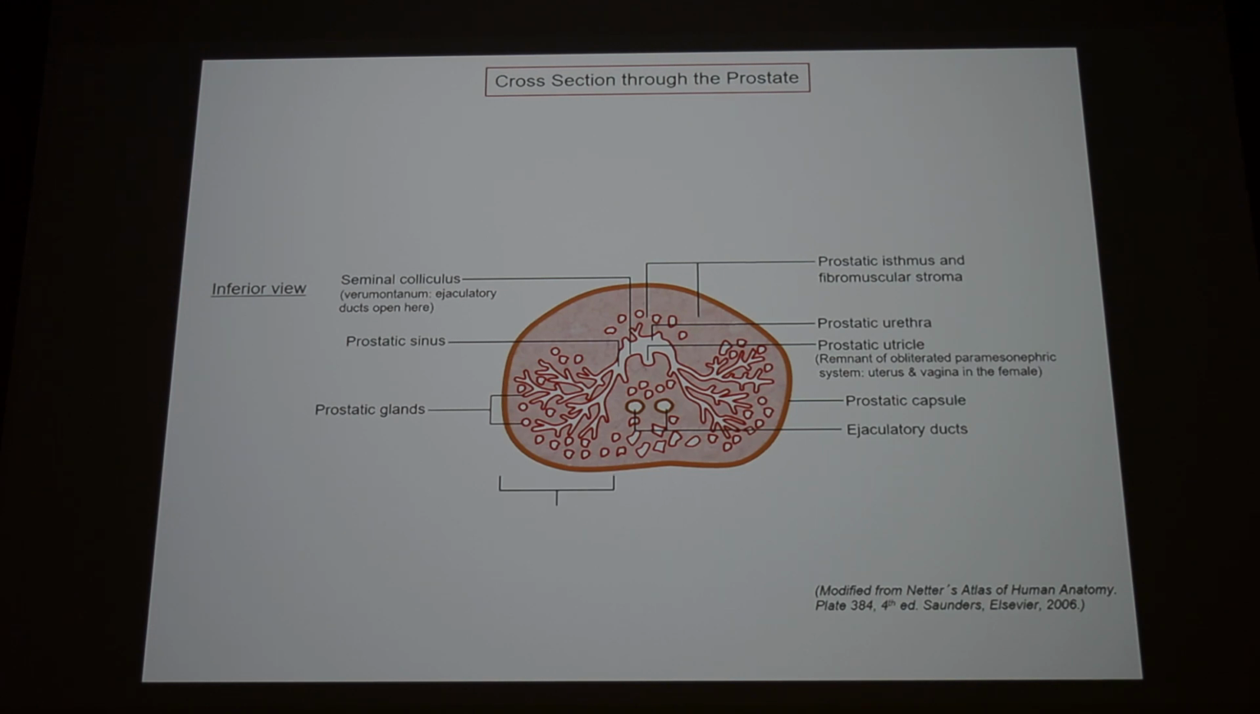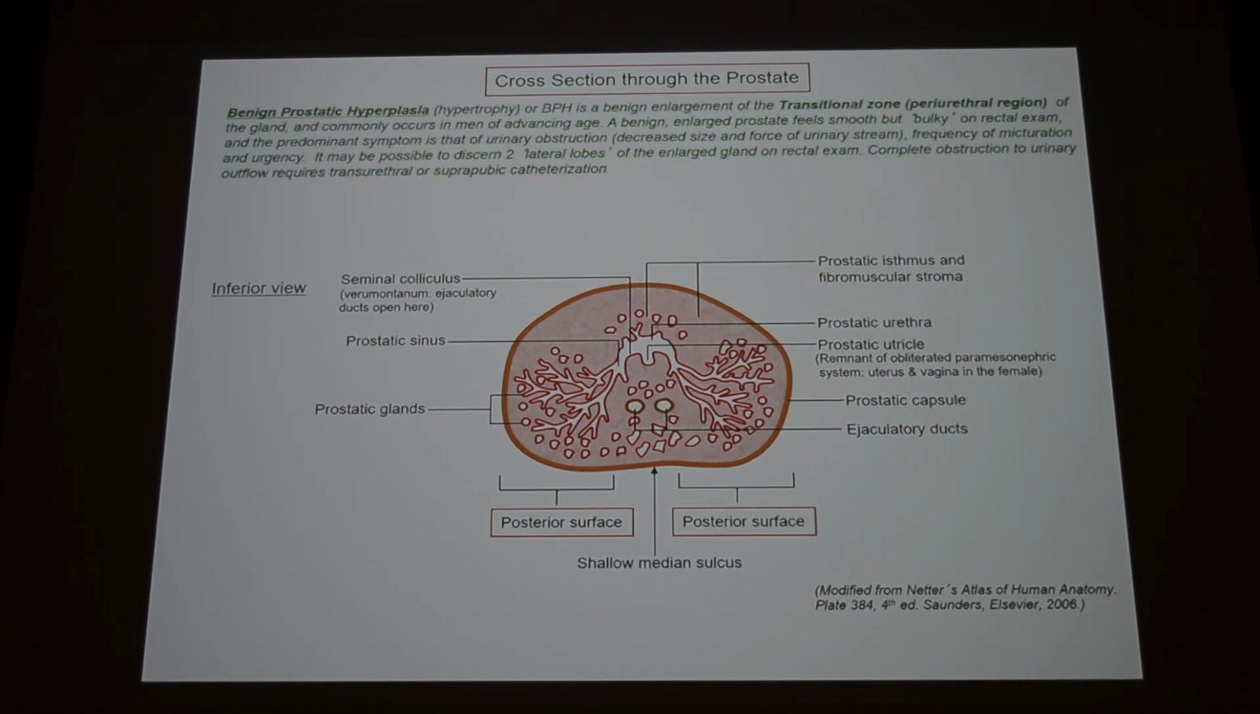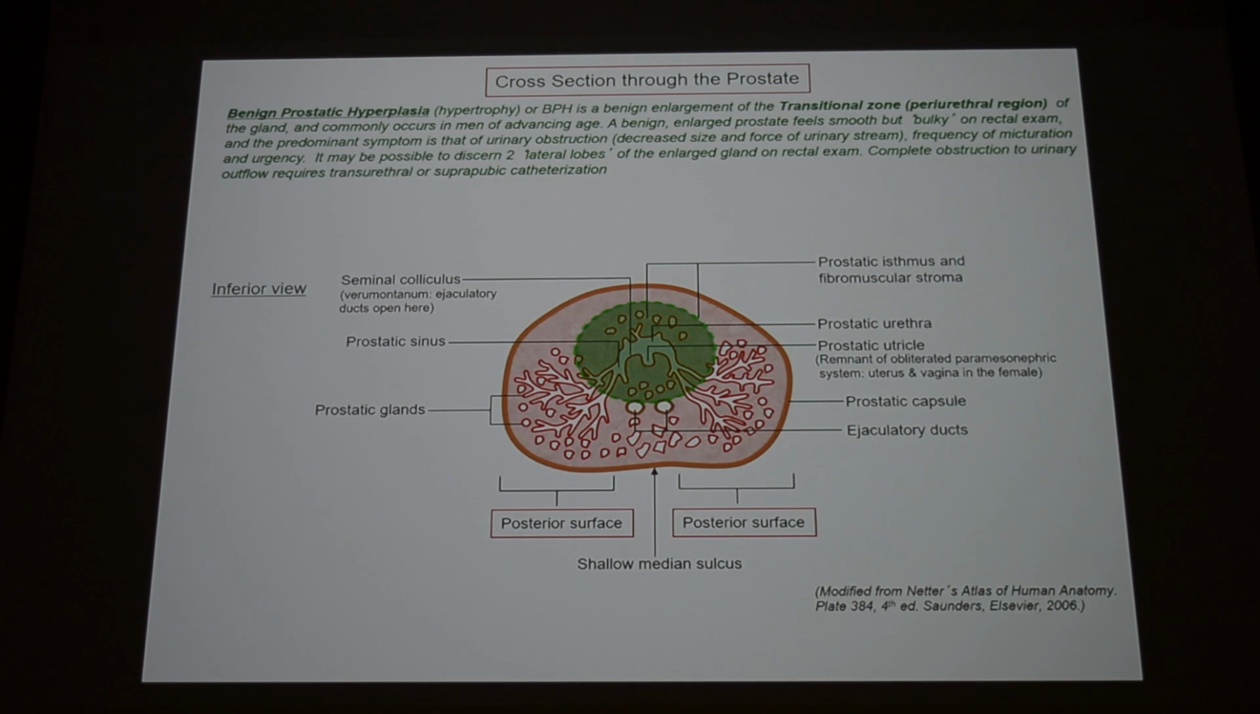These are the glands, ejaculatory ducts opening, you can see that, and these are the lobes of the prostate, posterior surface. Now there is a sulcus in between. Now, this green patch indicates the transitional zone. This green circle indicates the transitional zone of the prostate. Now, if the disease is occurring in this zone, it will be clasping the urethra. So the patient will present with urinary symptoms.